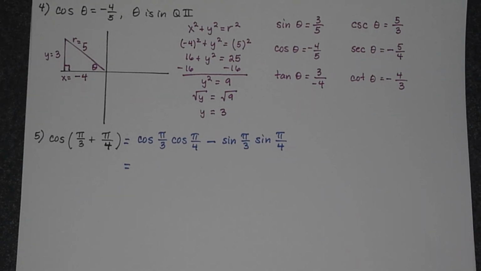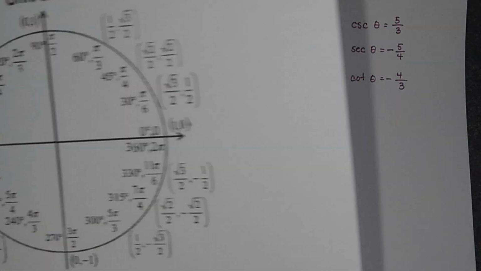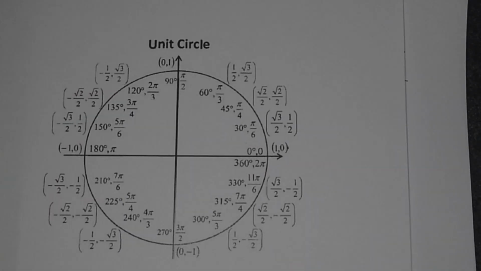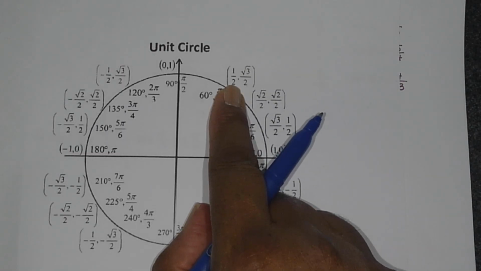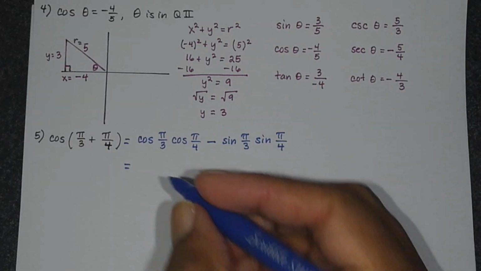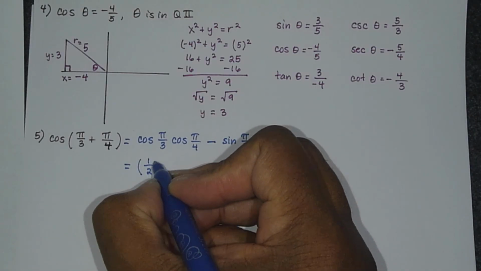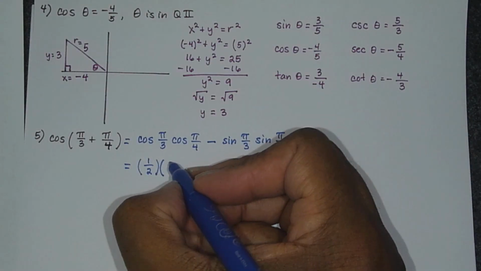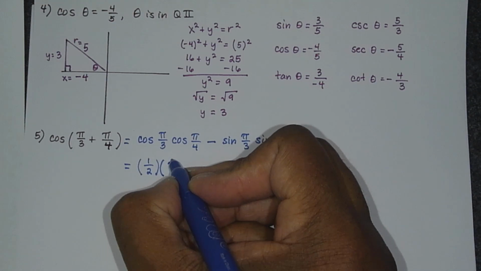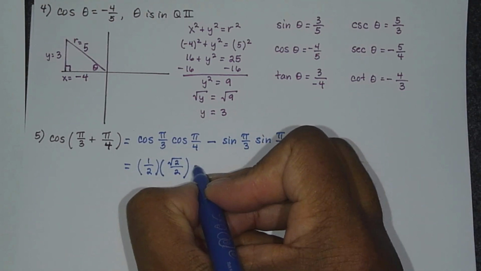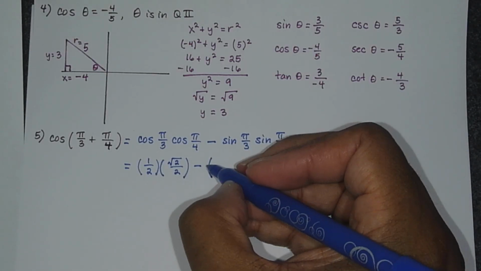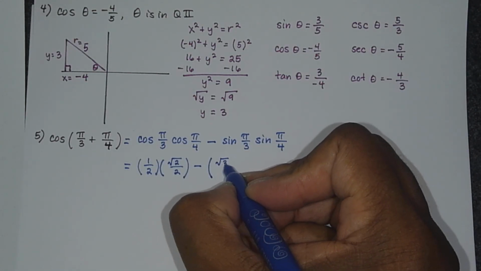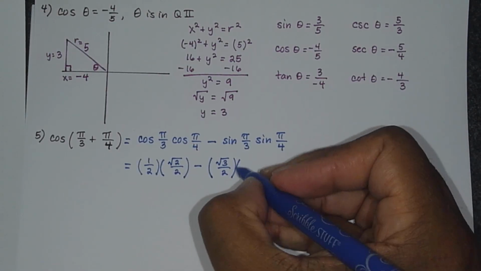All right, and then we can use that unit circle to help us find out what those values are going to be. For cosine of pi thirds, it's right here. The cosine would be what? 1/2. Times the cosine of pi fourths, that's going to be what? Square root of 2 over 2. Minus the sine of pi thirds would be what? Okay. And then times sine of pi fourths.